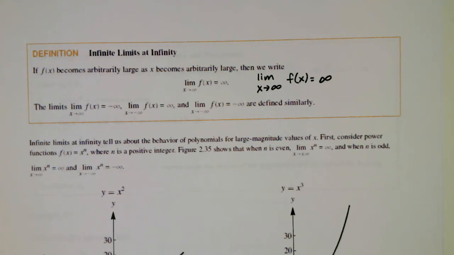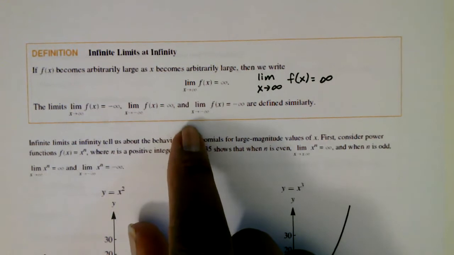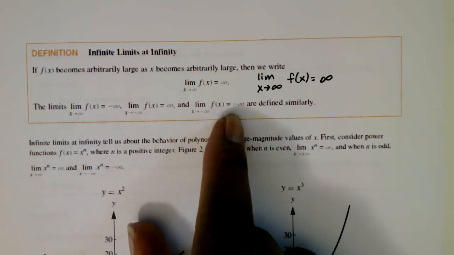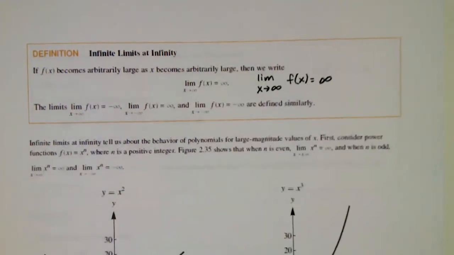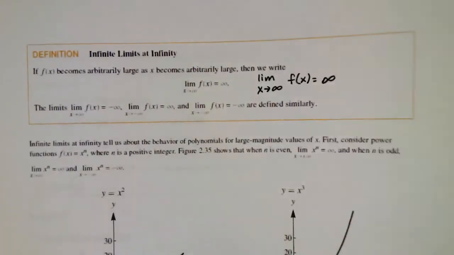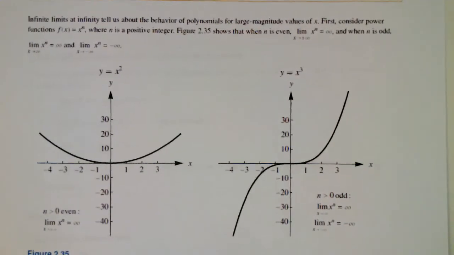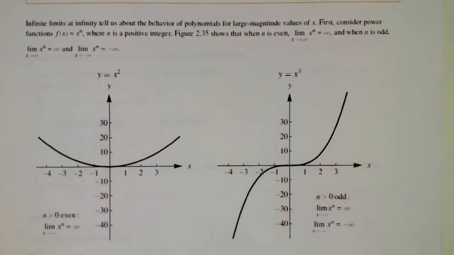The limits, which are these three, the limit as x approaches infinity of f of x equals negative infinity, and the limit as x approaches negative infinity of f of x is equal to infinity, and also the limit as x approaches negative infinity of f of x equals negative infinity are defined similarly. Okay, so here's a couple of graphs that illustrate just that. Infinite limits at infinity tell us about the behavior of the polynomials for large magnitude values of x.